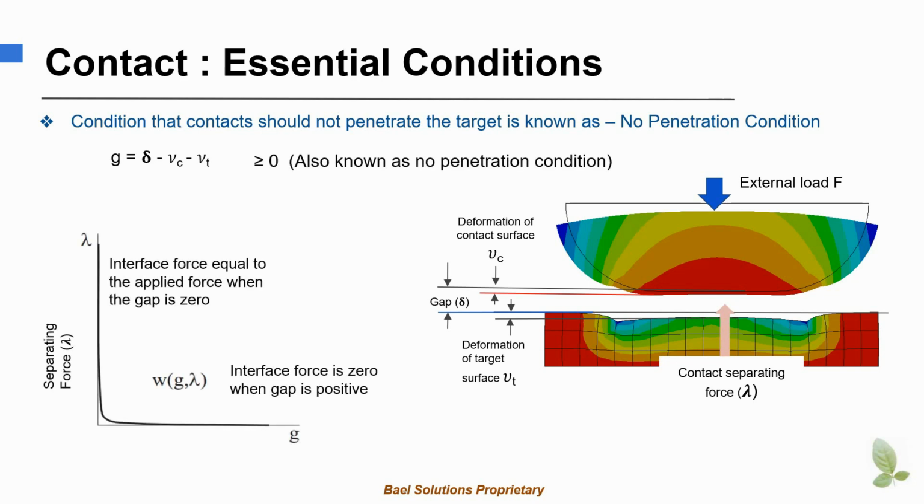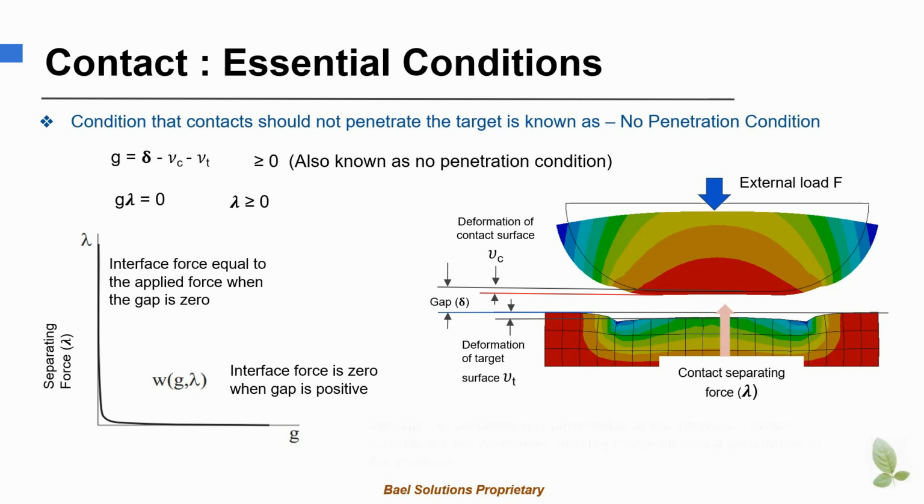Also, the relation between the separating force lambda and the gap G is as plotted in the curve. It should meet the following condition: G multiplied by lambda should be equal to 0. To explain it better, when gap G is greater than 0, then the separating force lambda equals 0. The separating force lambda becomes non-zero when gap G becomes 0. This is a mathematical representation of a no penetration condition at the contact interface.